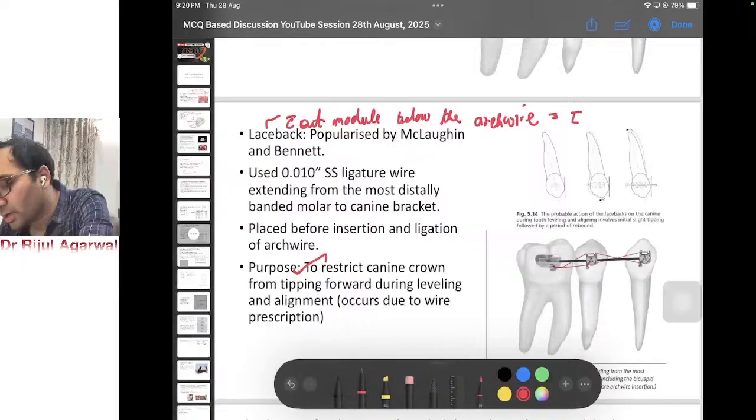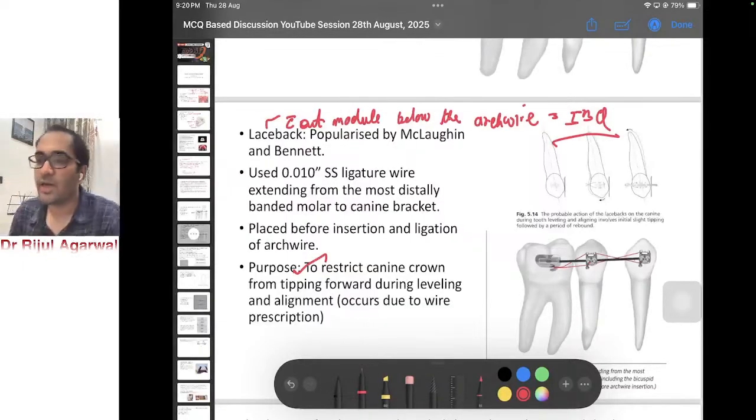So ये हो गया इमेज बेस्ड क्वेश्चन अगर आया आइडेंटिफाई करने के. Next, इसका पर्पस क्या है? Why is it given? Why do we need to place this kind of a ligature wire below the arch wire? So it is given to prevent the crown from tipping forward.